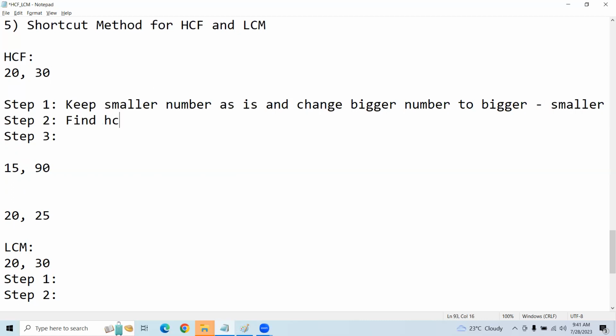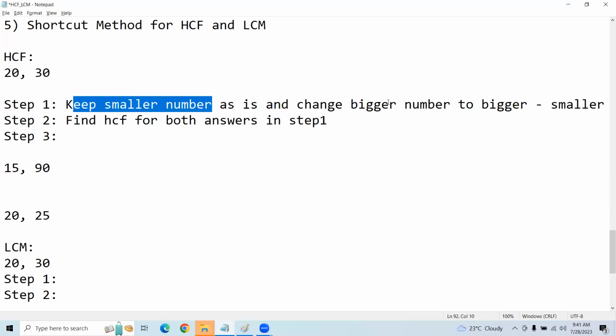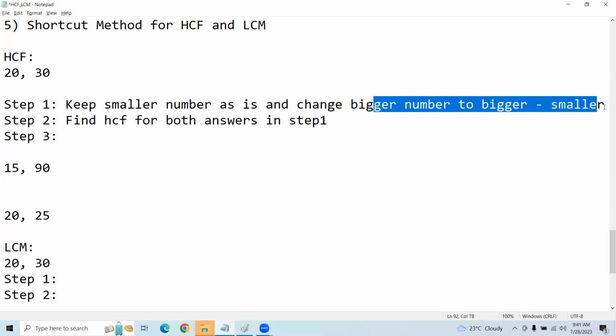Find HCF for both answers in step 1. So whatever numbers you got, the smaller number stays as it is, that is 20, and the bigger number becomes 30 minus 20, 10. So you have to find the HCF of 20 and 10.